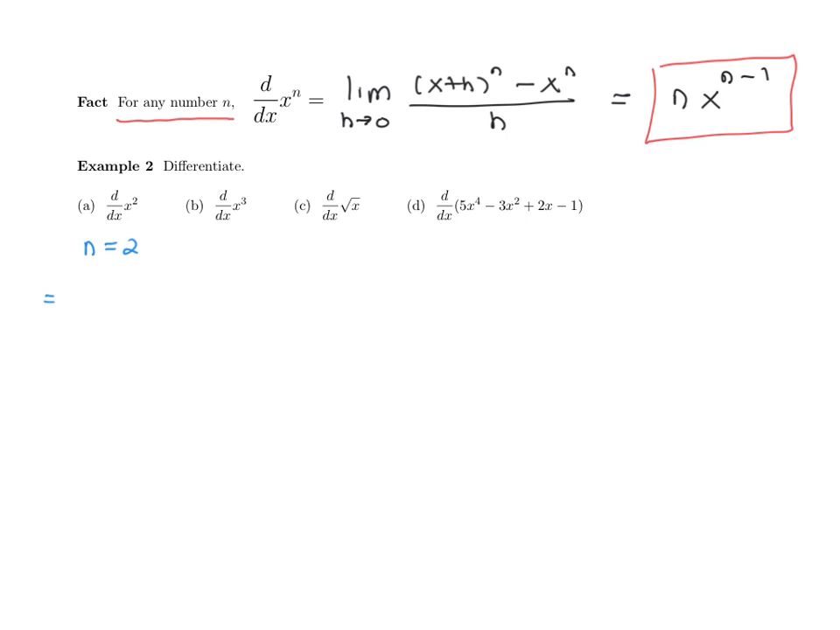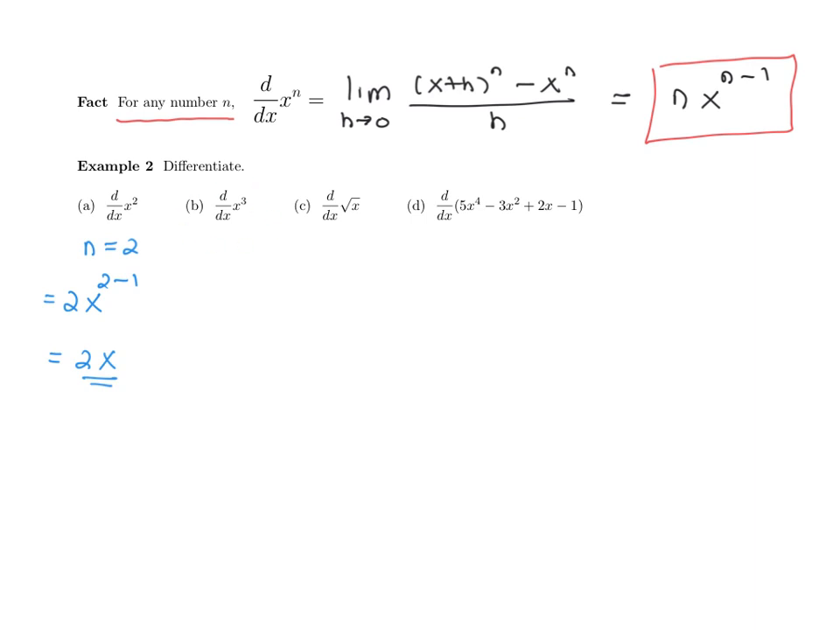So the derivative is, okay, you take the 2 and you bring it down front, so that'll be 2. You copy down the x, and then you subtract 1 from the exponent. And it simplifies to just 2x, which is the answer. So no more limit definition. We can just use this fact to quickly go from here to here.